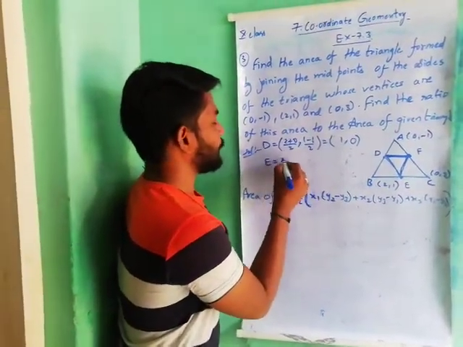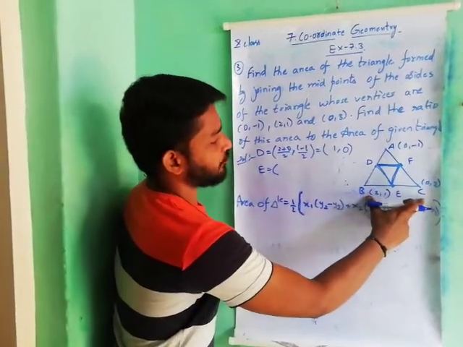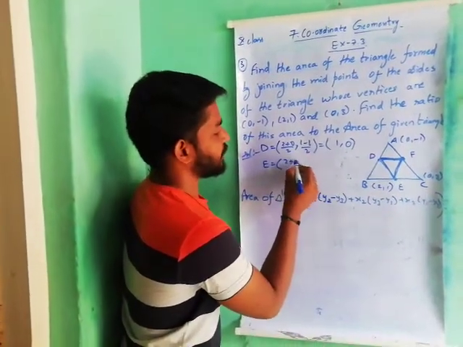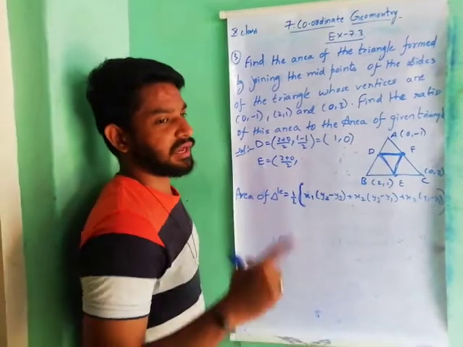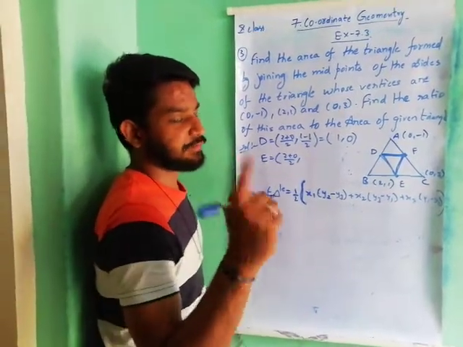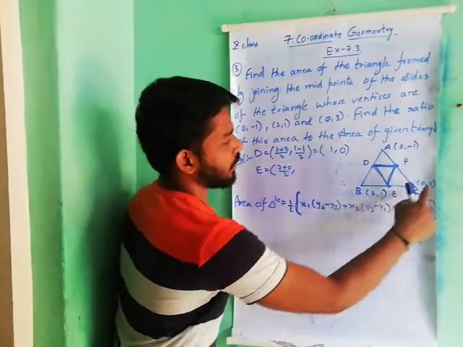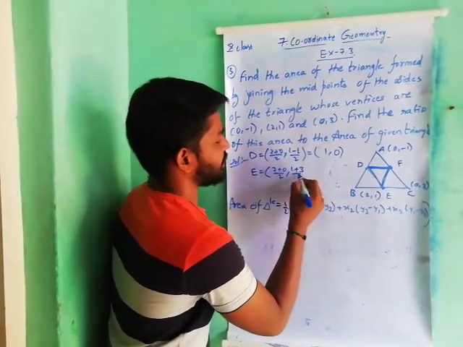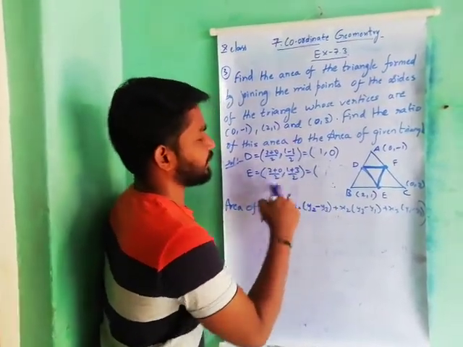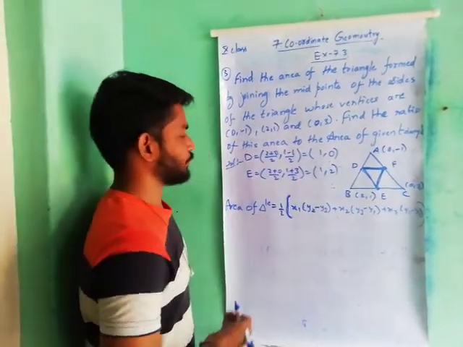Similarly, E point is the midpoint of BC. Midpoint formula is (x1 plus x2) by 2, (y1 plus y2) by 2. So (2 plus 0) by 2 comma (1 plus 3) by 2. We are getting (1, 2).